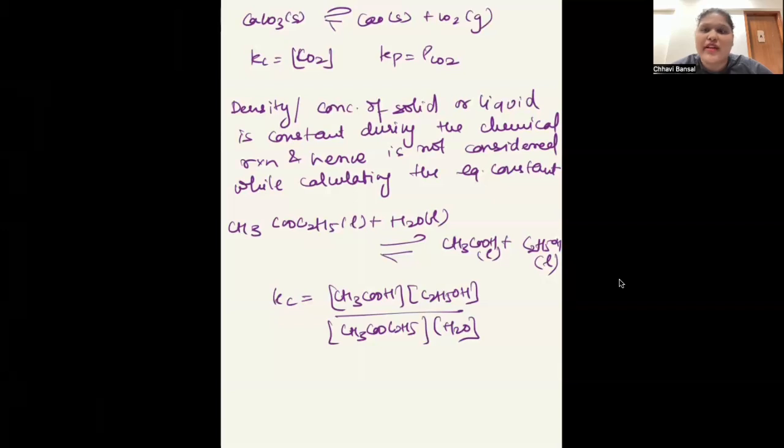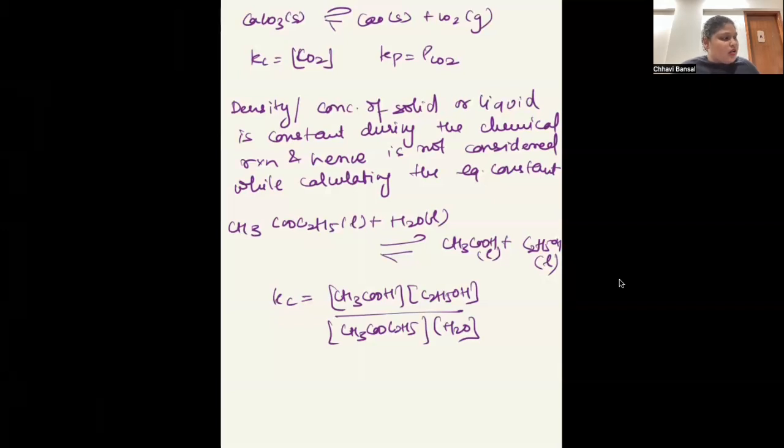In the case of a heterogeneous reaction with solid, gas and liquid, only the gaseous component has to be considered while calculating Kc and Kp, because the concentration of gases changes a lot as they do not have a fixed volume. They have the volume of the container. So their concentration changes during the reaction, whereas the concentration of solids and liquids does not vary that much. That's why we do not consider them while calculating the value of Kc and Kp. Clear? This is how we are going to calculate Kc and Kp.